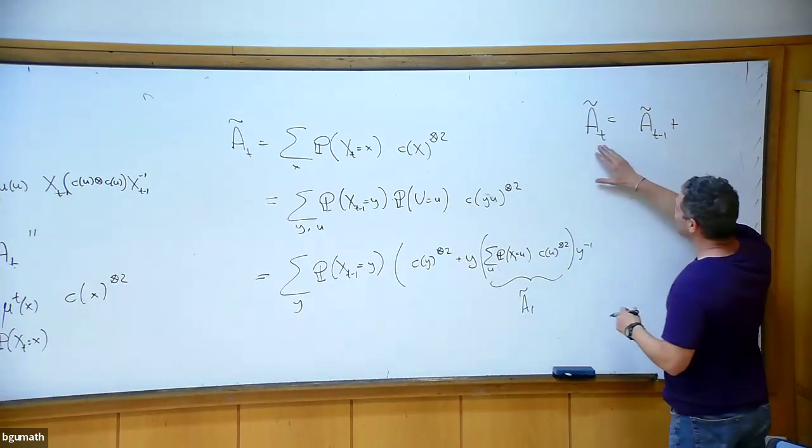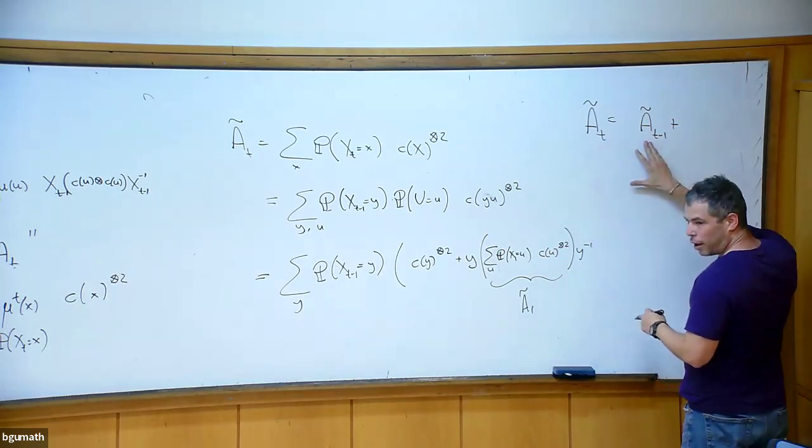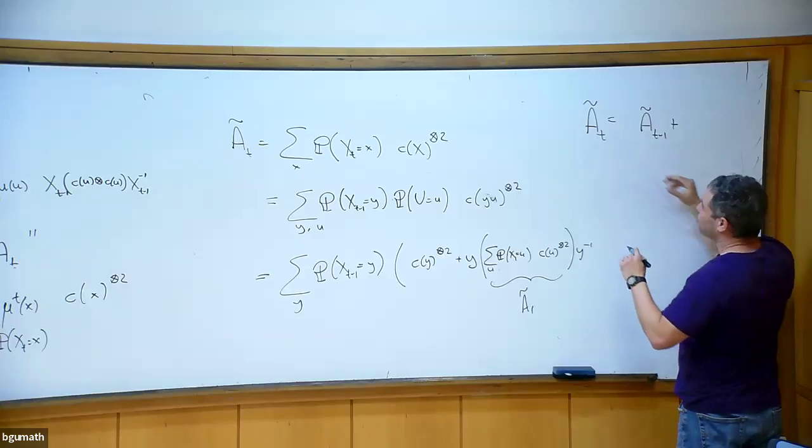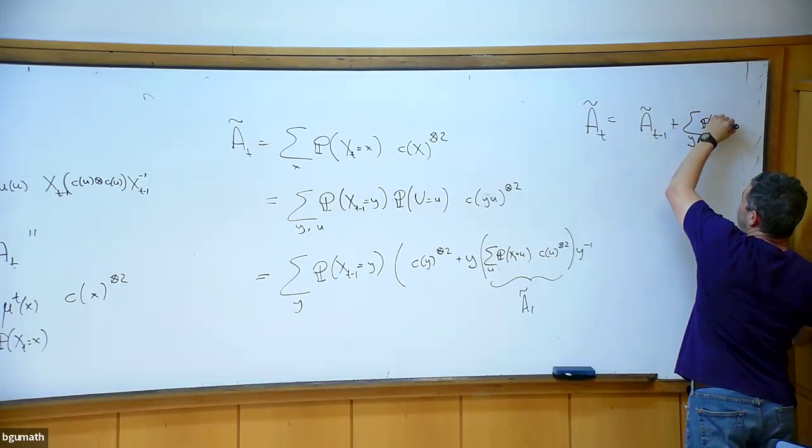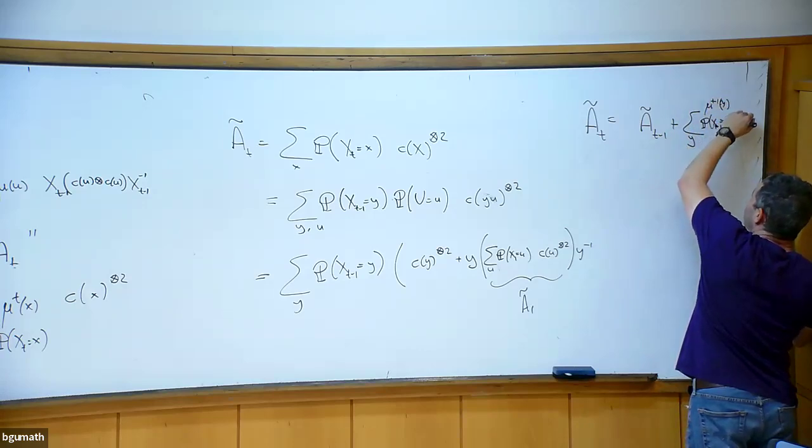So this is A tilde T equals A tilde T minus 1 plus, what did we get? We got A1. Summing over all the y's, we get the probability that x_{t-1} is y, or mu_{t-1} of y, times y conjugating A1 tilde.